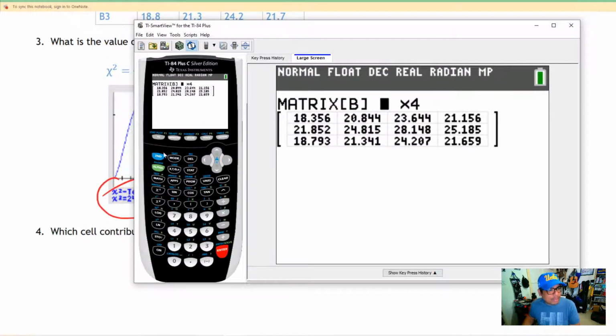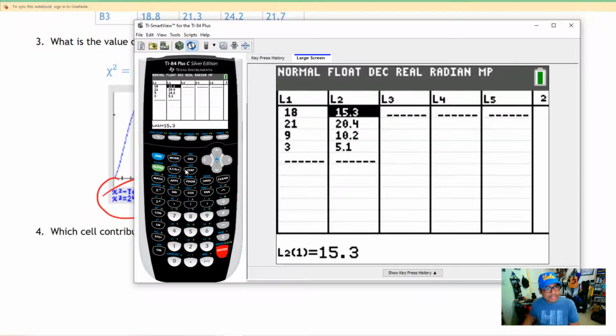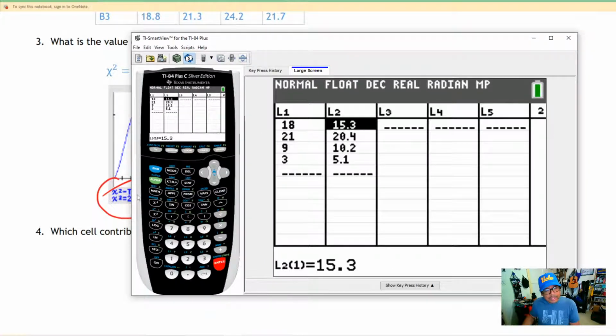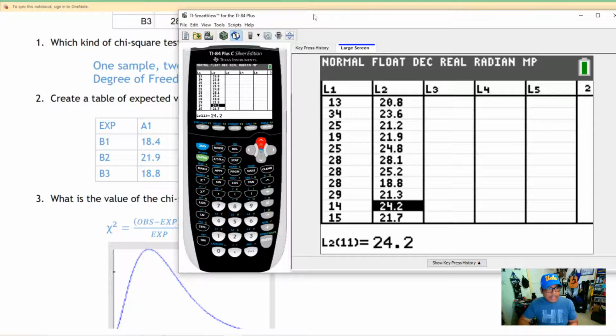And this time, instead of going to the matrix, I want to go to the lists. Now, you're going to put all of the observeds in list 1. Pay attention to the order in which you put the observed matrix in list 1, because you're going to need to match that. Once your observed are in L1, you're going to put all of the expected in L2, keeping that same order that you put the numbers into L1. Now again, it's very important that your lists correspond.